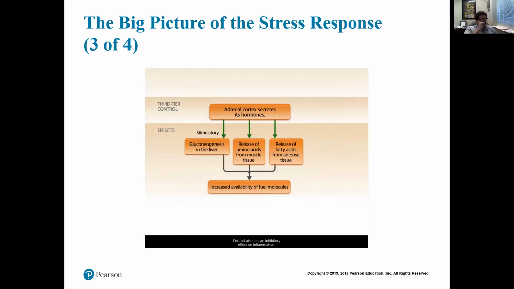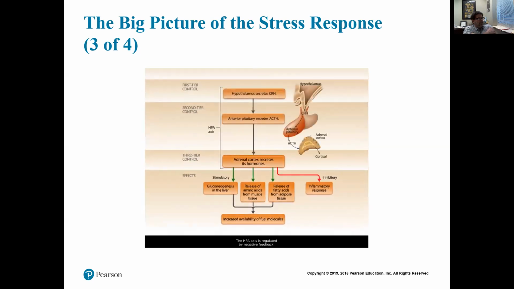Cortisol also has an inhibitory effect on inflammation, therefore allowing the body to deal with the stressor even if it is injured. Indeed, because of its important role in the response to long-term stress, cortisol is sometimes called the stress hormone. The HPA axis is regulated by negative feedback. High levels of cortisol have an inhibitory effect on the release of CRH from the hypothalamus and ACTH from the anterior pituitary.